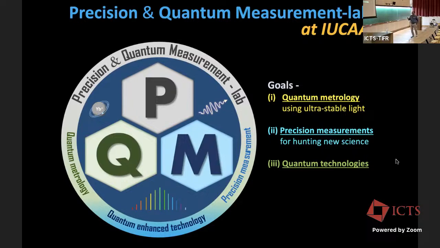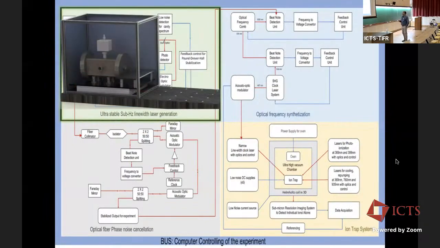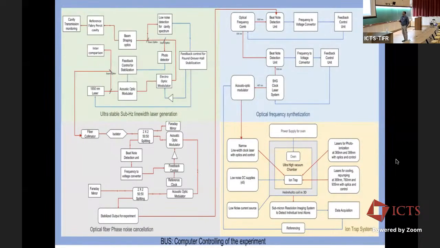So at IUCAA, I have settled a lab which is called Precision and Quantum Measurement Lab, and I started in like 2020. So our main goals are like quantum metrology using ultra stable laser lights, precision measurements, hunting for new signs, practically like backbone is the optical atomic clock. So using the optical atomic clock, we want to do this kind of fundamental science, and developing quantum technologies related to that.